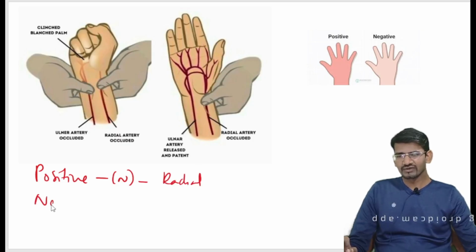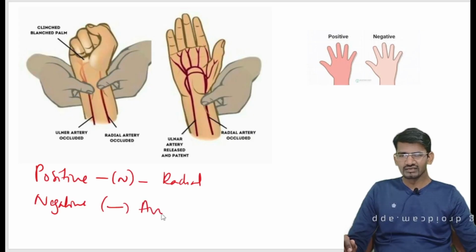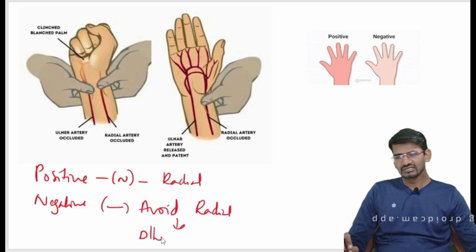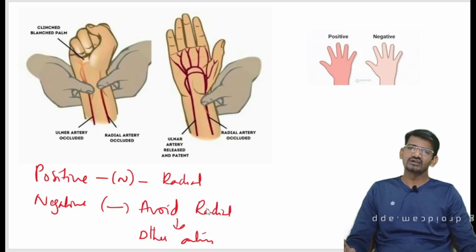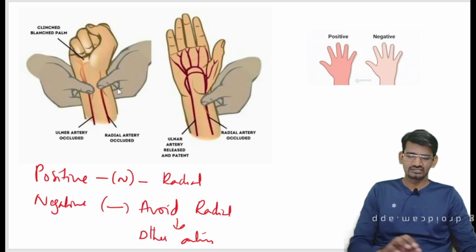If it is negative, negative means the hand will not turn pink, then we should avoid radial puncture and consider other arteries. You may consider the brachial artery or the femoral artery for the sampling. Okay, so this is very important. There is a possibility of getting a question on this Allen test.